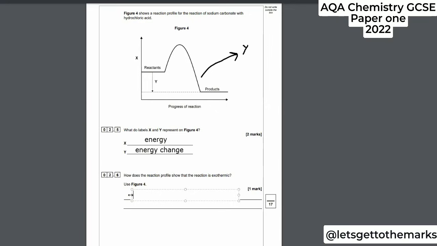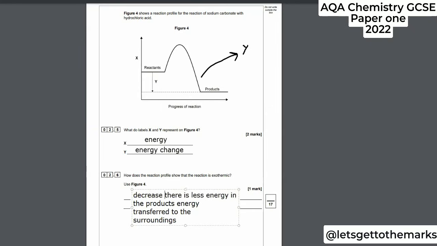So the reaction showing that it's exothermic is there is less energy in the products, energy transferred to the surroundings. Okay, so overall we've had a decrease in energy. So I could say decrease, can't spell, guys, decrease, in energy, or there is less energy in the products as it has been transferred to the surroundings. Cool, hope you did well with that.